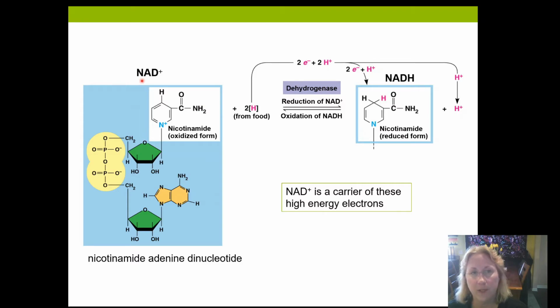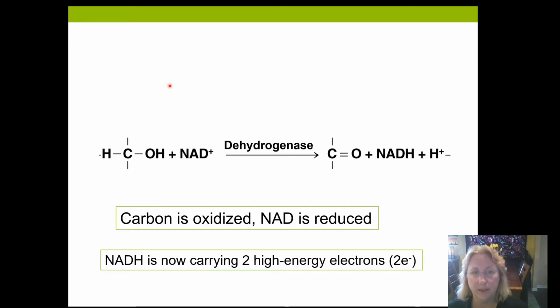So whenever you see a reaction where part of the reaction is a conversion of NAD+ to NADH, this is a reduction. NAD+ got reduced to NADH. That means something else in the reaction was oxidized when you see that as part of a reaction. So NAD can grab 2 high energy electrons and carry them to the electron transport chain, where they can be used, as we'll see, to make ATP.